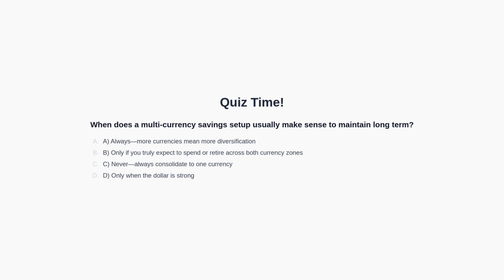needs. Quiz time. The question is, when does a multi-currency savings setup usually make sense to maintain long-term? Option A. Always. More currencies mean more diversification. Option B. Only if you truly expect to spend or retire across both currency zones. Option C. Never, always consolidate to one currency. Option D. Only when the dollar is strong. You may pause the video now to think about the answer. We will discuss the answer in the next section of the video.